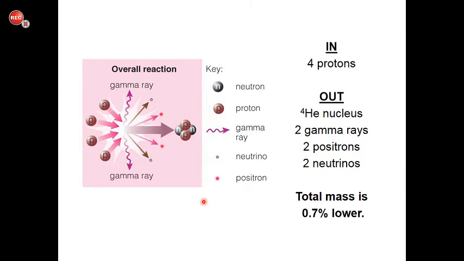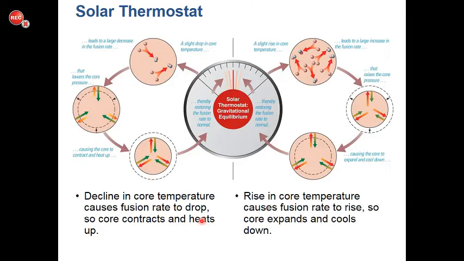And just as what you start with is just a little bit more massive than the stuff that you end up with. And that difference in mass is converted to energy as the gamma rays. We talked about regulating the temperature. That is through this feedback cycle. We talked about gravitational contraction.